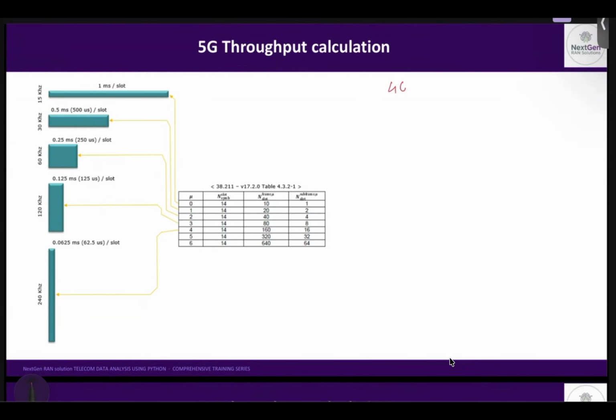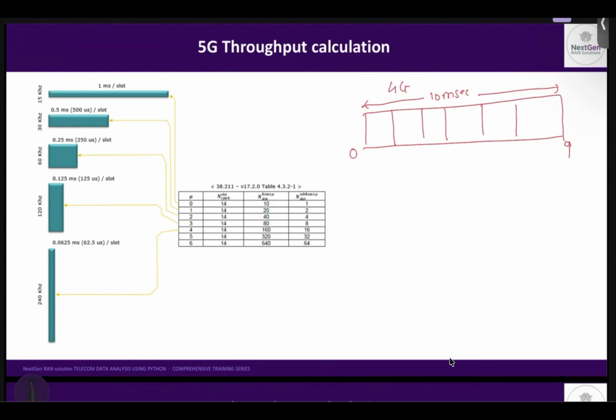In 4G, we have a radio frame of length 10 millisecond. Each frame is divided into 10 equal parts, from 0 to 9, and each equal part is called a subframe. So each subframe is 1 millisecond.